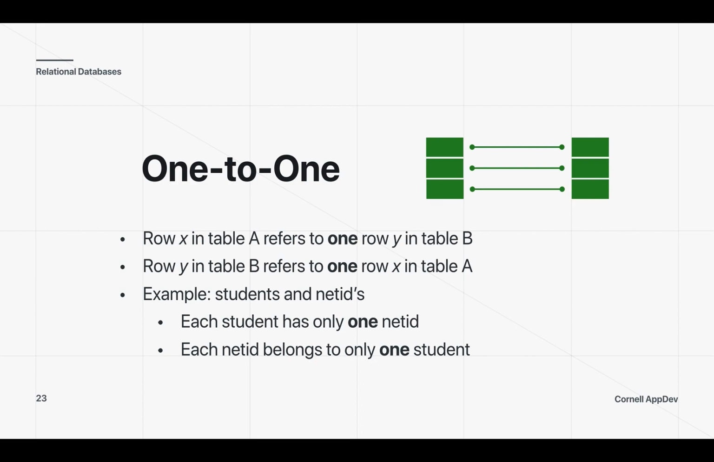So an example of this would be students and net IDs. So you as a student can only have one net ID. It's assigned to your person. And similarly, a net ID belongs to only one student. I'm the only person with my net ID. No one else has it. And my net ID only belongs to me.